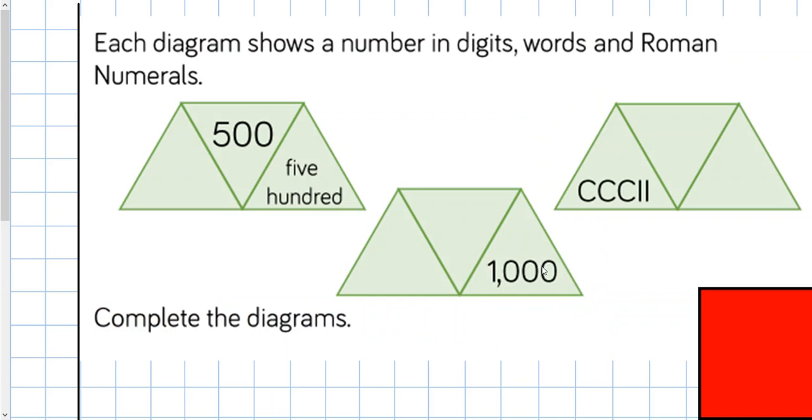This is the last activity for today. Each diagram shows a number in digits, words, and Roman numerals. Complete the diagrams. Remember, we know that 500 is D, 1,000 is M. Pause the video and have a go.